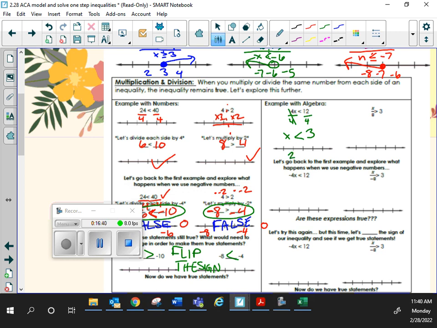Okay, so let's graph it. 2, 3, 4. Open or closed? Open. And then to the left.